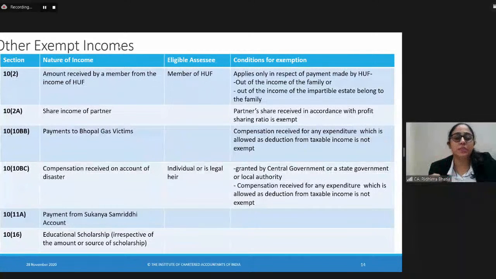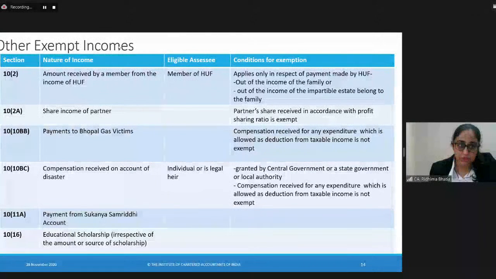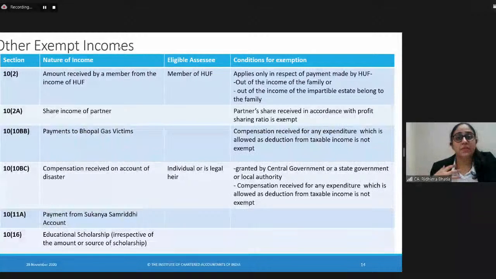Next is your Sukanya Samriddhi account. On contribution to the account you get a Section 80C deduction, but any income you are getting from that account, ma'am, what do you mean by income? Interest income. So that interest income would be exempt. Think yourself as a person who is getting that income to understand all these exemptions.